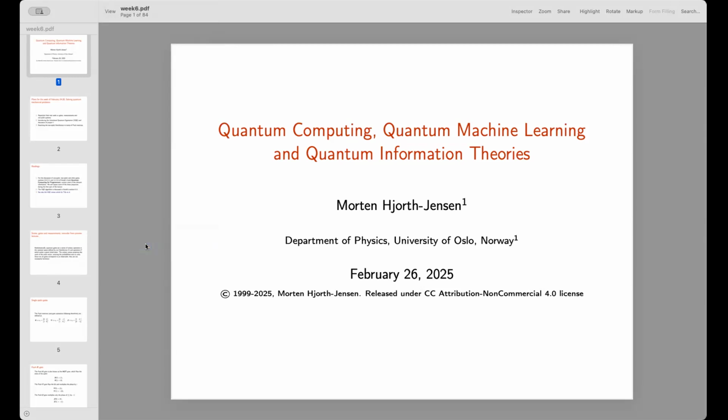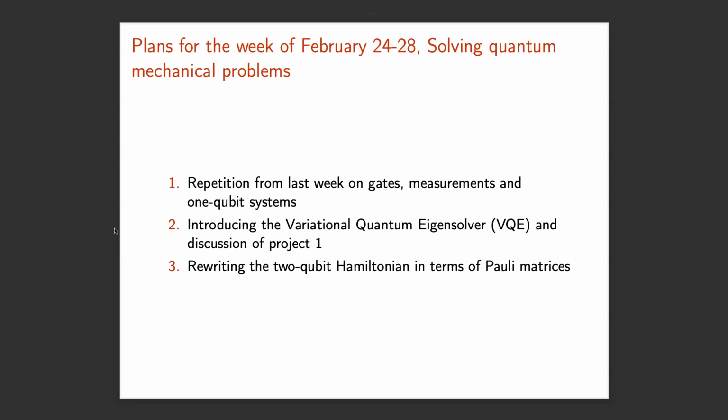So let's slowly go through the main messages this week. We are going to give you a quick reminder on gates, measurements, and 1-qubit systems. And then we are going to look in more detail into the variational quantum eigensolver algorithm, which is a standard algorithm for solving quantum mechanical problems on quantum computers. Now, we are going to go through the 1-qubit case in some detail. And then when we are done with that, we're going to rewrite the 2-qubit case in terms of Pauli matrices.